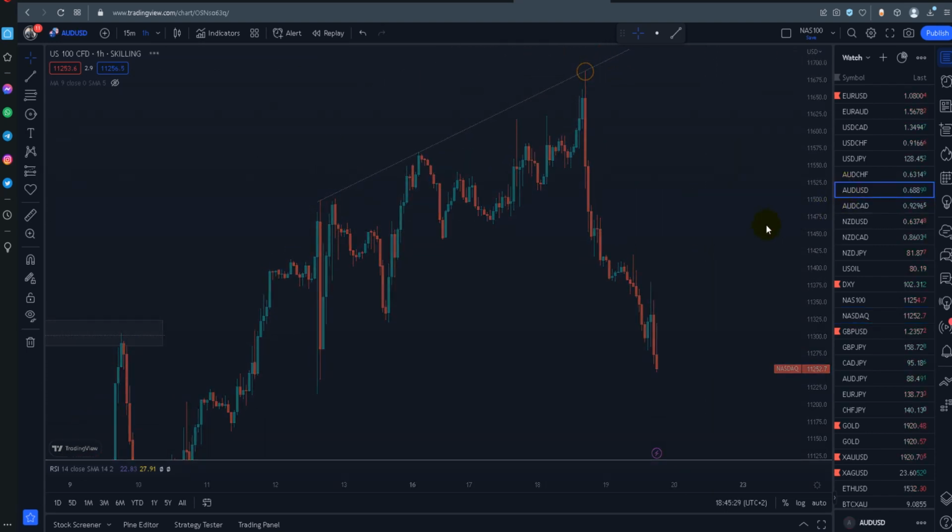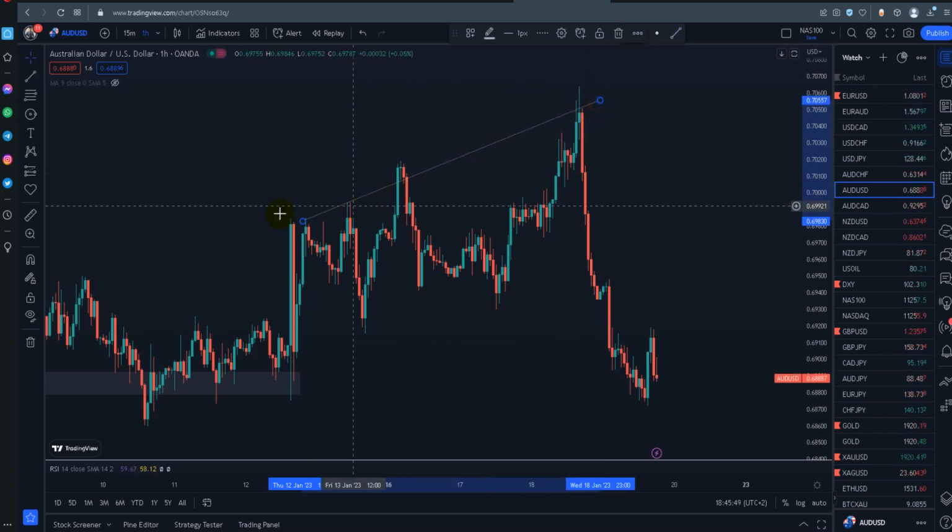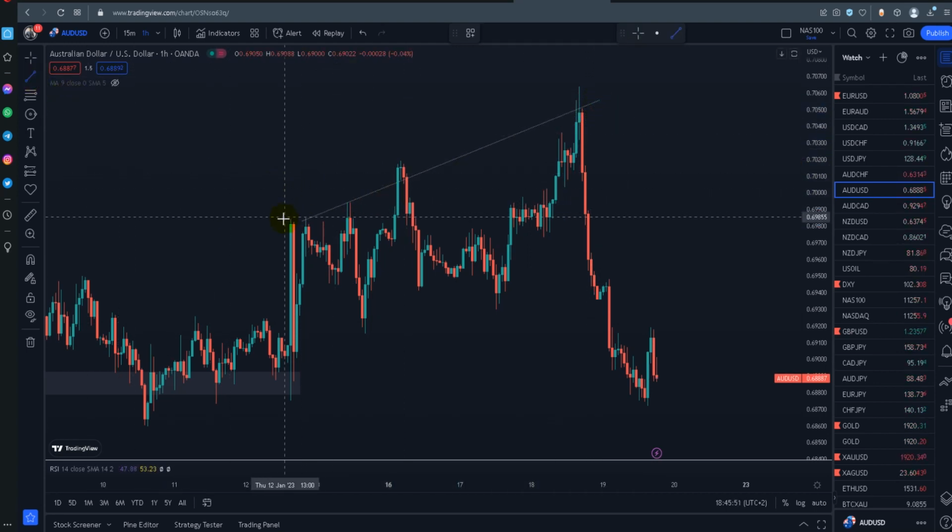Let's go to AUD USD. Here it was a bit tricky, but again, focus on the candle wick zones. Just focus on the candle wick zones and let's see what we can see. Candle wick there, candle wicks there. All right, candle wicks there. Let's try again. Candle wick there, candle wick there.